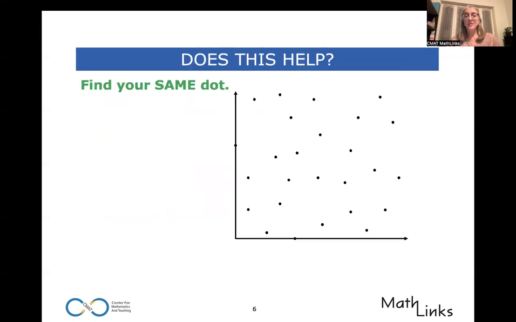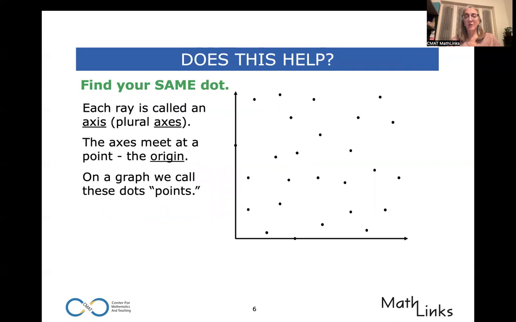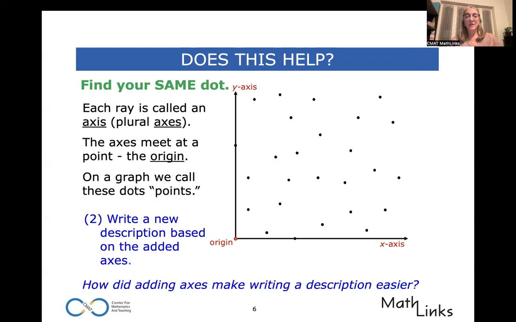Students will find their same dot from the previous slide and review some important vocabulary. Students will then use this vocabulary to help to describe where their dot is located. Drawing attention to the italic question meant to spark a discussion, we encourage the use of academic language so that students refer to specific axes or the origin as reference points.